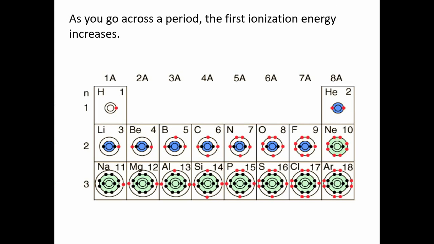As you go across, because the electrons get pulled in a little bit closer, i.e. the radius decreases, they feel a stronger attraction as you go from lithium to fluorine, for example. And so the first ionization energy increases as you go across the row.